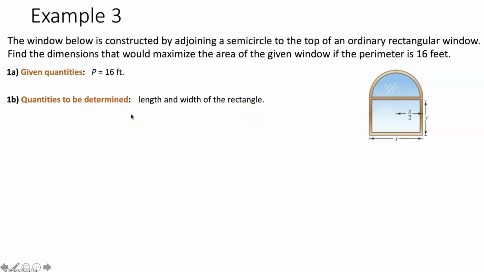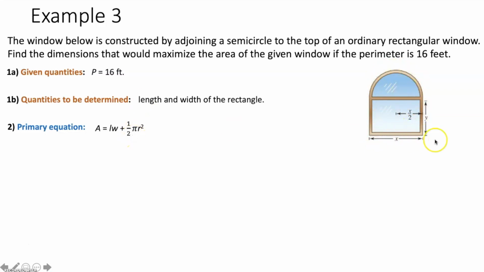Now, in step 2, we need to come up with our primary equation. What is the equation that we are trying to maximize here? Well, it says we need to find the dimensions that would maximize the area of this window. So we need to maximize the area of this window. How do you find the area of this figure? Well, it's a semicircle and a rectangle. So it's the area of the rectangle, which would be length times width, and then the area of a semicircle, which is the area of a circle, pi r squared, times a half.